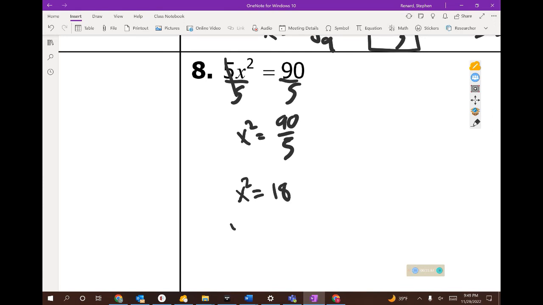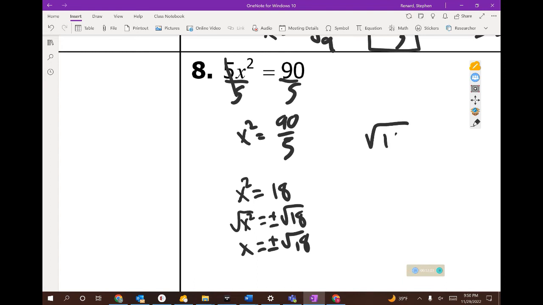So now we're going to square root both sides. And we get x equals plus or minus the square root of 18. Now 18 is not a perfect square. 3 squared is 9, 4 squared is 16, 5 squared is 25. So we'd end up with like 4 point something if we plugged it into a calculator. But we don't want a calculator, we want the reduced form here.